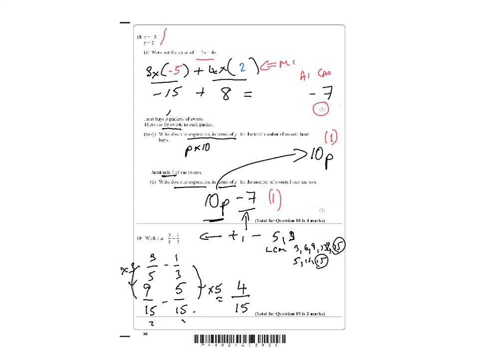The marks are given. You get 1 mark for finding a common denominator and for getting one of the calculations right. And then the final mark is an answer mark there, and is often correct answer only. So that'll give you your 2 marks.